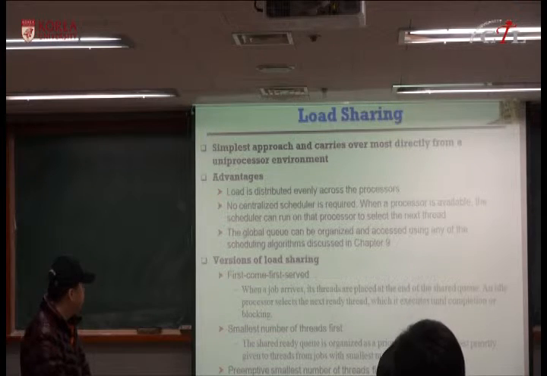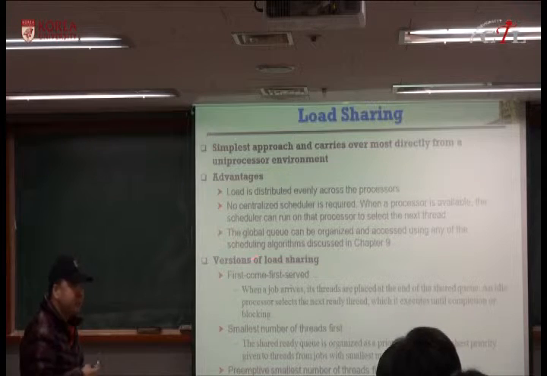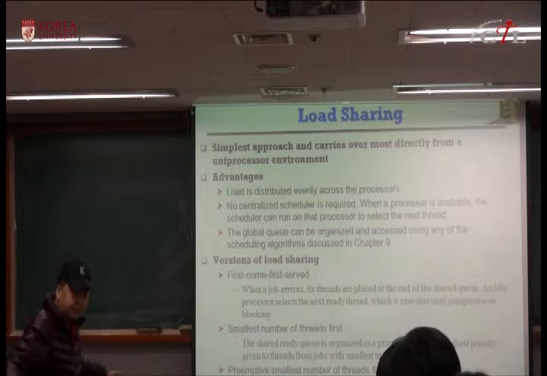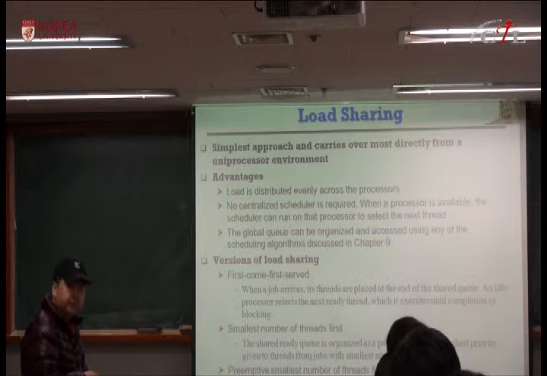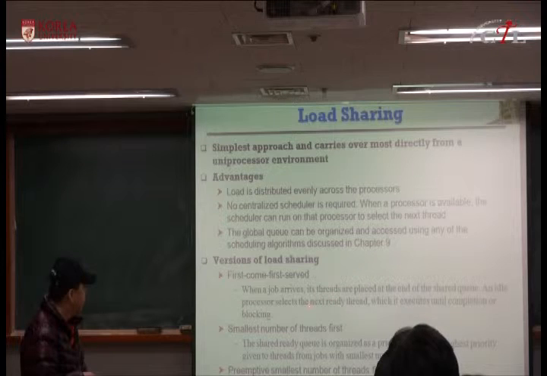And the global queue can be organized and accessed using any of the scheduling algorithms discussed in Chapter 9. So these are the different versions of load sharing. Even though we have a shared global queue with many cores, many processors, we can use FIFO. When a job arrives, its threads are placed at the end of this queue. An idle processor selects the next ready thread, which it executes until its completion or blocking.